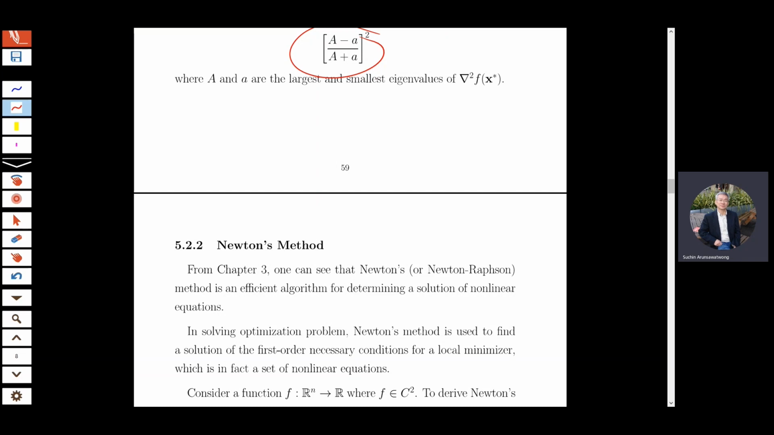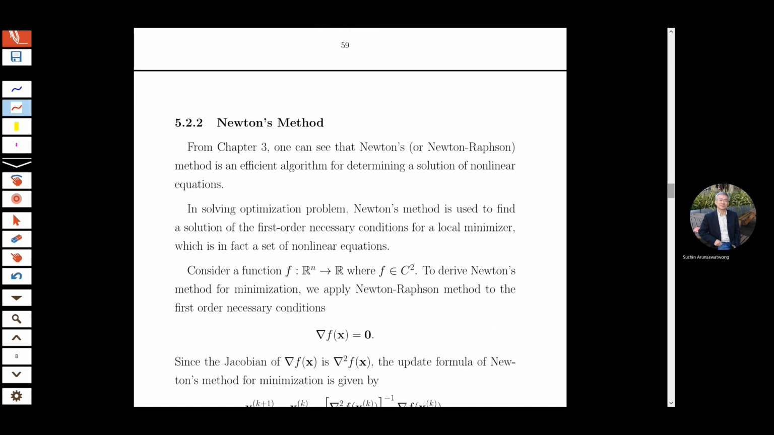Newton's method for minimization. From the previous method, you see that we use the steepest descent with exact line search to minimize a quadratic function. Then it contains many steps to achieve the minimum, right? So if we apply the steepest descent to other nonlinear functions, then you can see its performance.